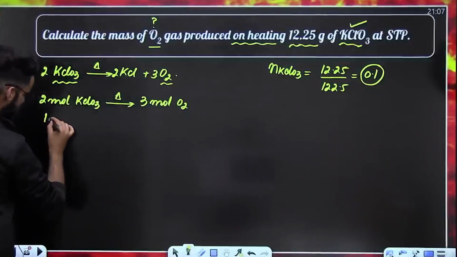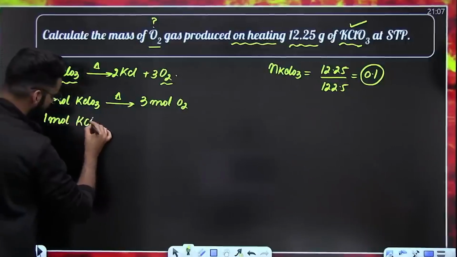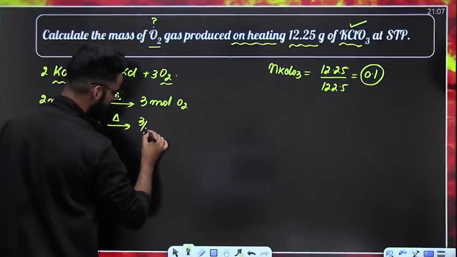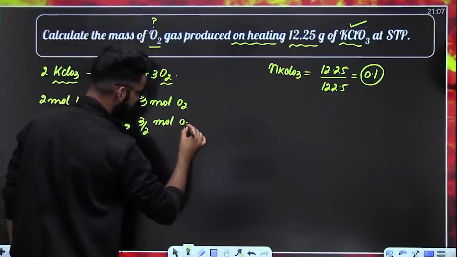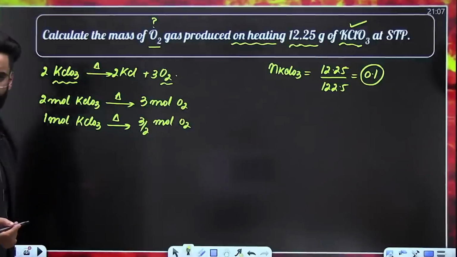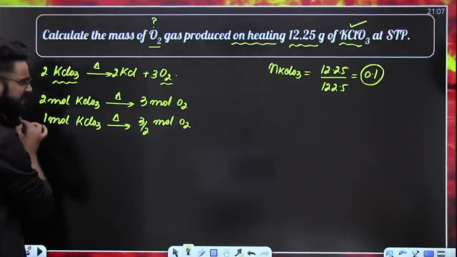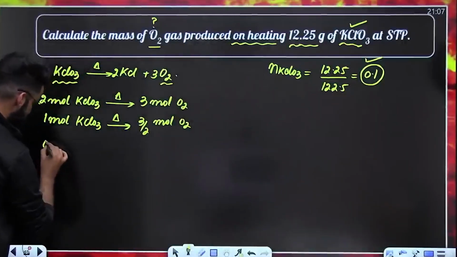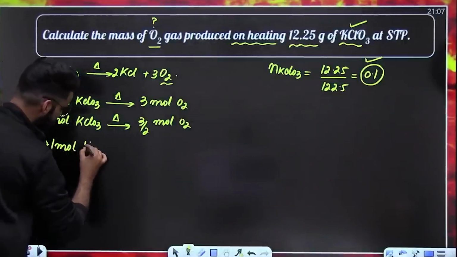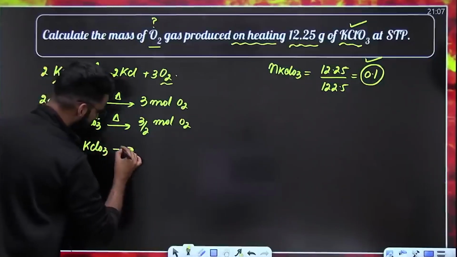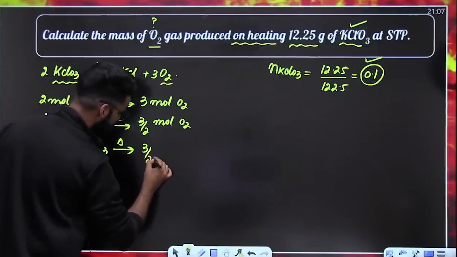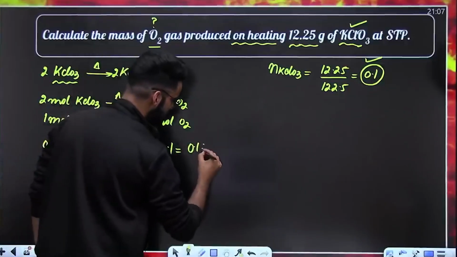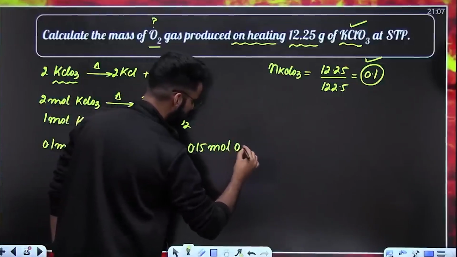Now we use the unitary method. What about 1 mole KClO3? 1 mole KClO3 upon heating gives 3 by 2 moles of O2. Correct? But as per the question, are we heating 1 mole of KClO3? No. We are going to heat 0.1 moles of KClO3. So 0.1 moles of KClO3 upon heating gives 3 by 2 multiplied by 0.1. The value comes out to be 0.15 moles of O2.